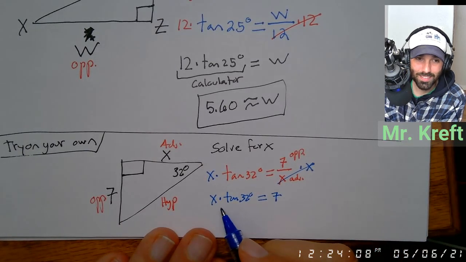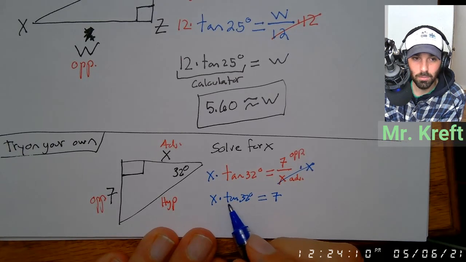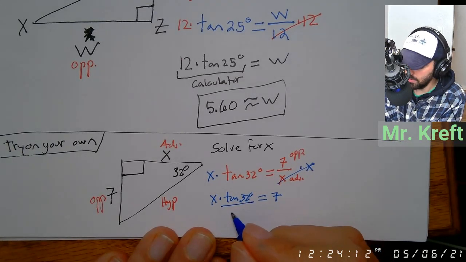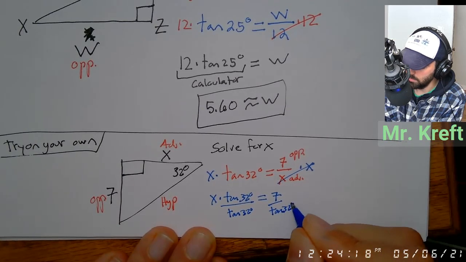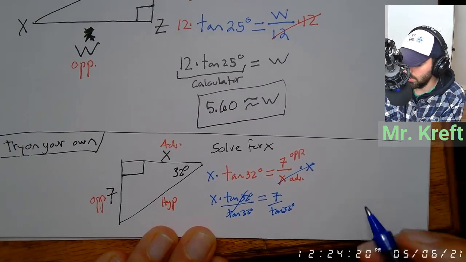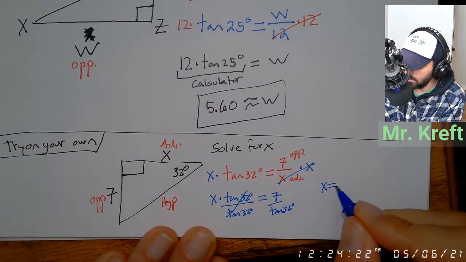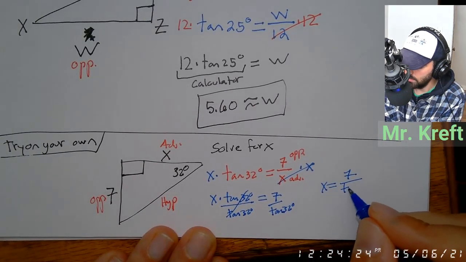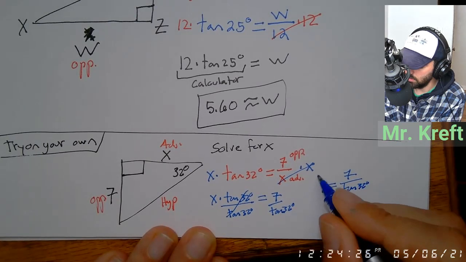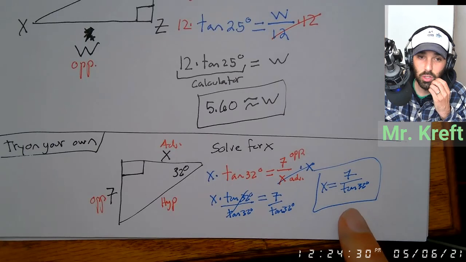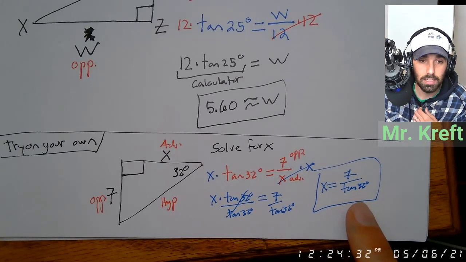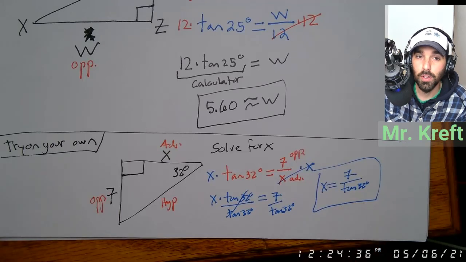Well, I don't want this with x. So it's x times this. So the opposite of multiply is divide. So I'm going to divide both sides by tangent of 32, right? That's going to go to 1. So I get x equals 7 over the tangent of 32 degrees. Now, I don't have time, so I'm just going to leave it like that because we can practice typing this into a calculator, right? That's just typing it into a calculator.